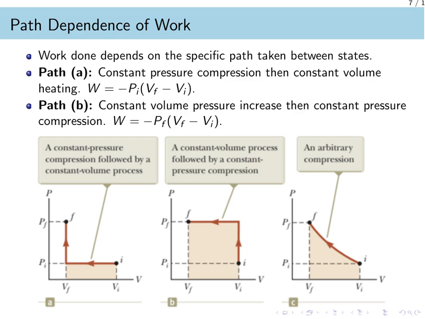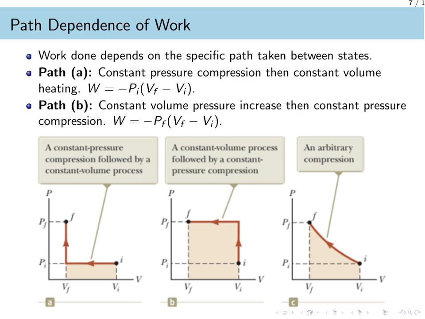One of the most critical concepts in thermodynamics is that work is path-dependent. This means the amount of work done depends on the specific sequence of steps taken to get from point A to point B. Looking at the three graphs, we see different ways to reach the same final state. In the first path, we compress the gas at a constant low pressure and then heat it at a constant volume.